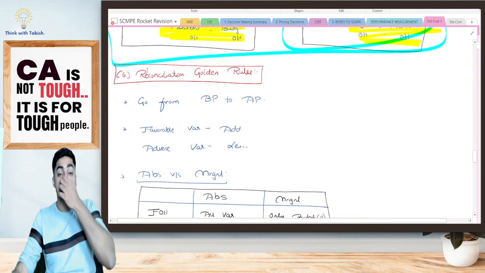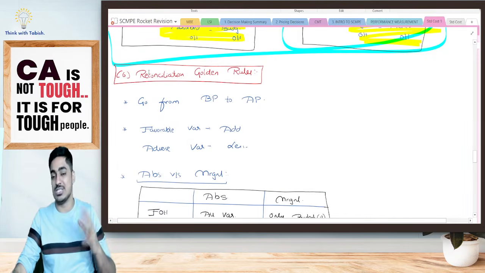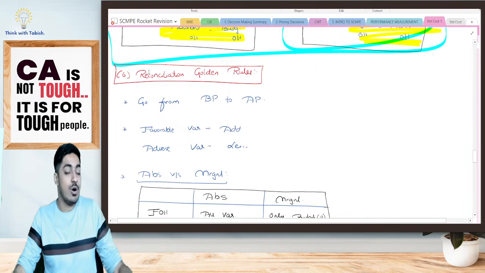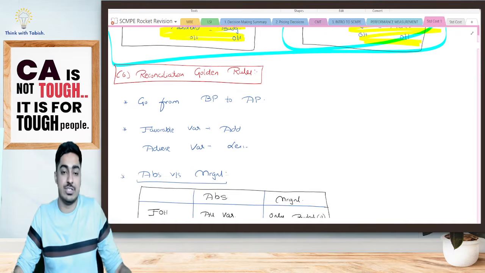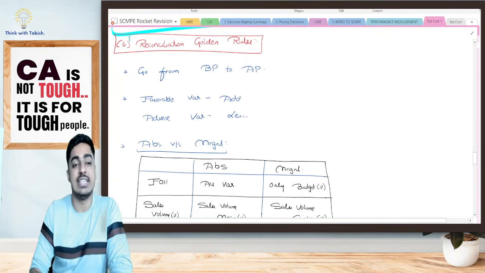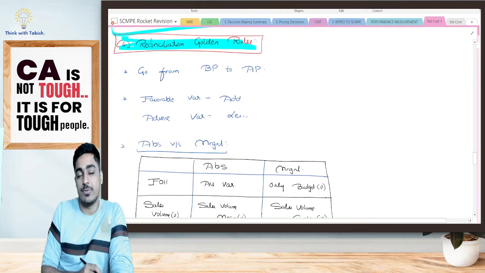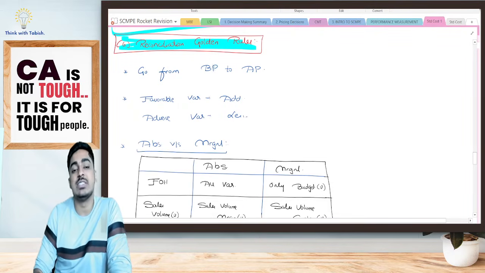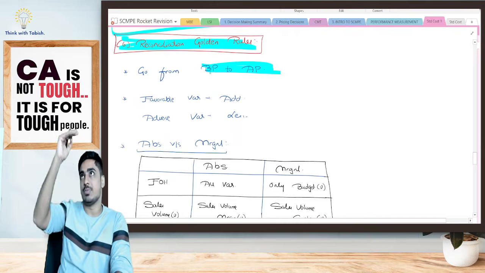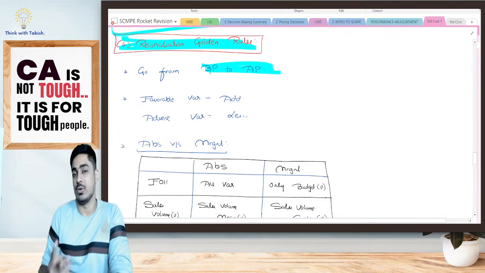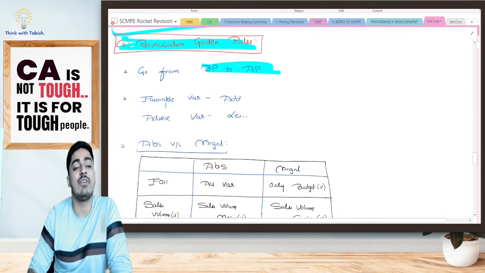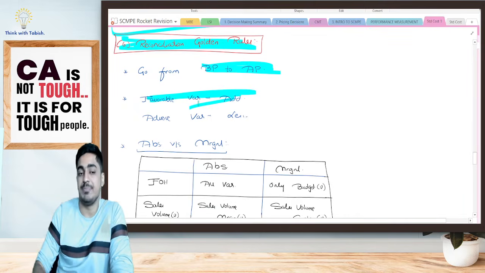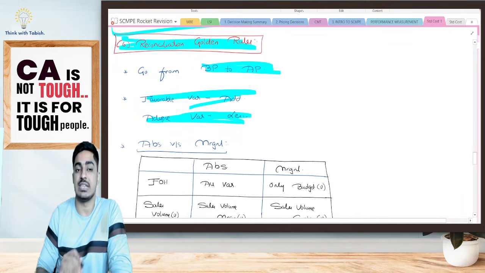So with this, majorly all our formulas we've discussed, students. Believe me, in half an hour, we've quickly understood all the formulas. Now, if you are doing reconciliation, generally it will be a reconciliation of profit. Some golden rules to keep in mind. Firstly, go from your budgeted profit to actual profit. How should you go? If you have any favorable variances, add them. If you have any adverse variances, reduce them.